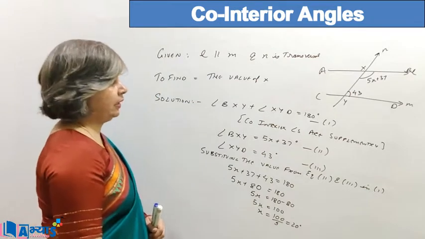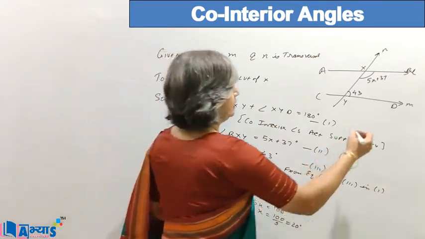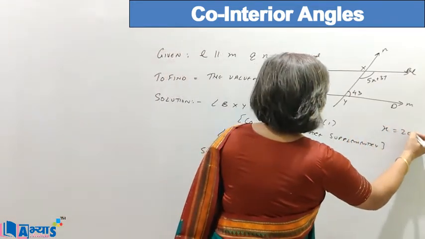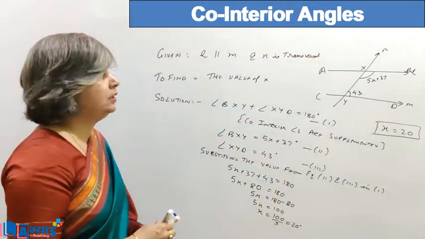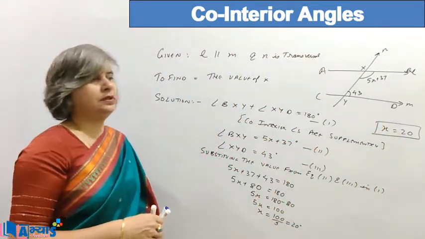So the value of x is equal to 20. So this is what we were supposed to find, the value of x. So the value of x is 20 in this question.